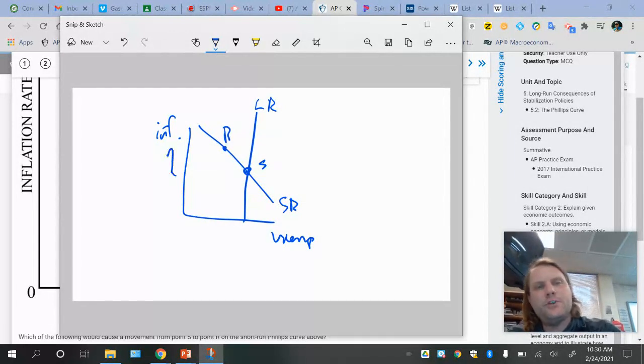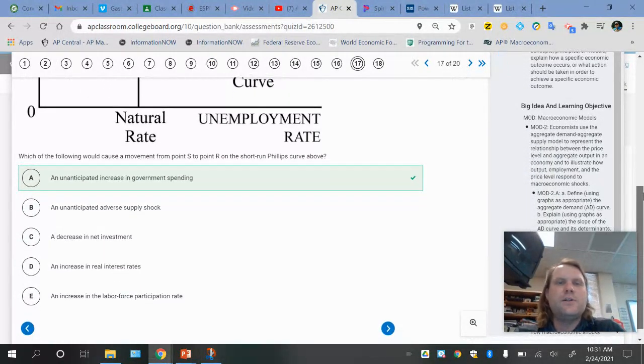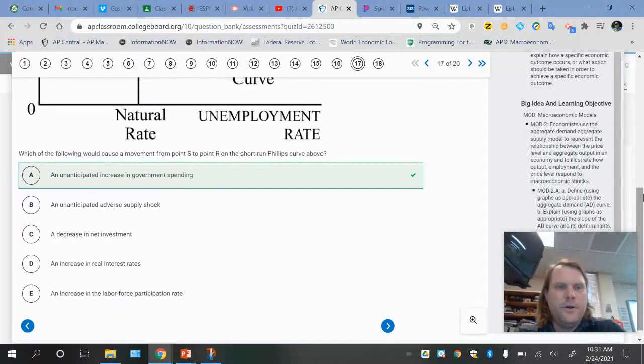We know that inflation's gone up, and we know that unemployment has gone down. I'll just write it in a couple different ways. Inflation's gone up. Okay, so that's what we know. It's asking us what is the best example of what's occurred here. So inflation's gone up, unemployment's gone down.